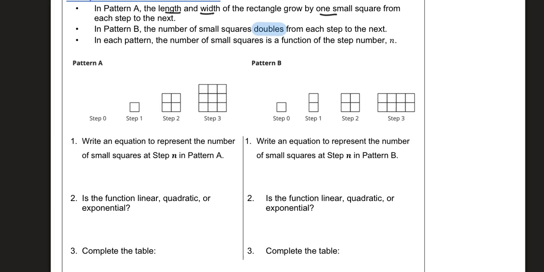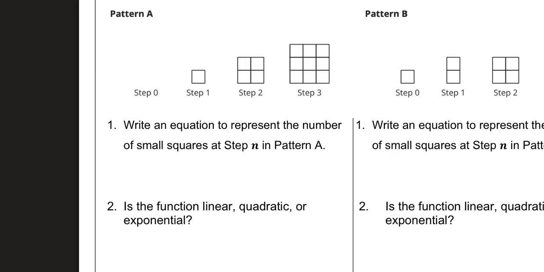So we want to write an equation to represent the number of small squares at step n in pattern A. Because we're growing both horizontally and vertically, again, we're looking for that n by n square. So we have a 2 by 2 right here, 3 by 3 right here, and a 1 by 1 here. So that means we just have f of n equals n squared. We don't have anything added, we don't have anything taken away.